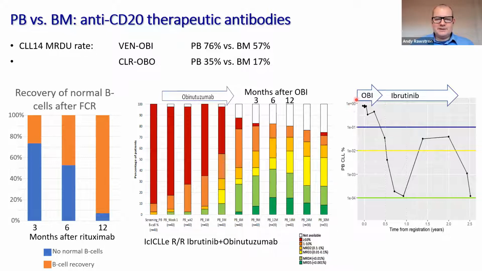So here's a patient who starts with obinutuzumab and ibrutinib. The anti-CD20 antibody is given till here. You see continuing depletion for the next 6 months or so. Then the cells come back out, and then you're starting to see a subsequent response to the ibrutinib only.